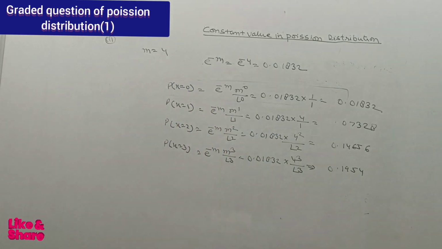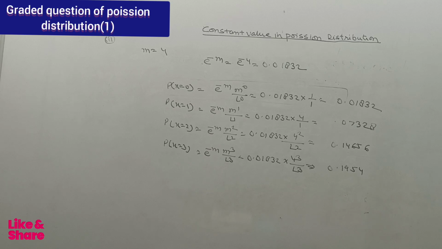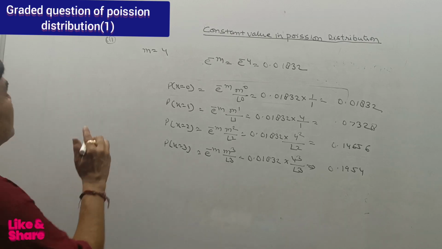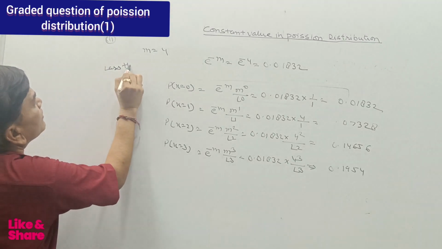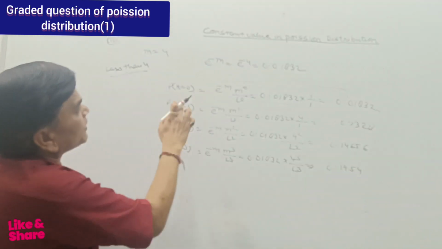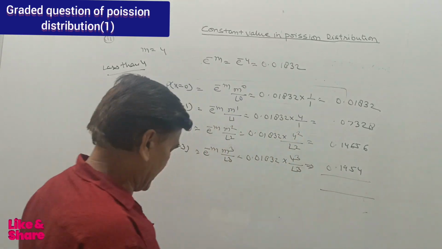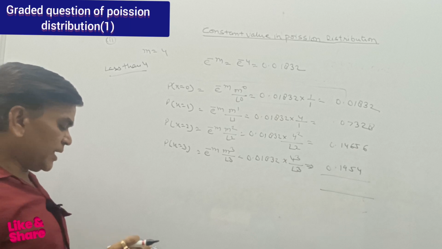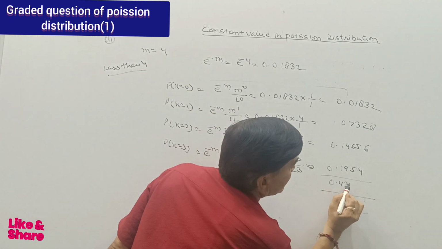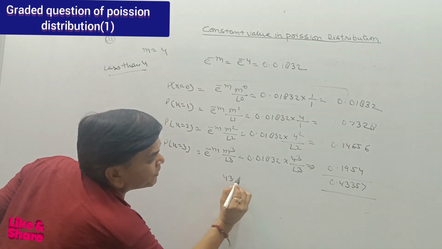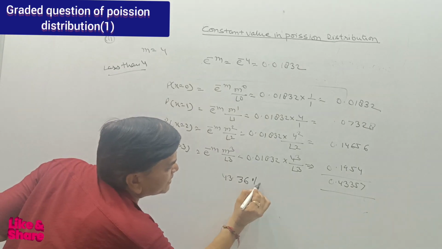And for the last one, we are to calculate only the probability of less than 4. So less than 4 is the probability of 0 plus probability of 1 plus probability of 2 plus probability of 3. We add all these, and the sum is 0.4335, so the percentage chance is 43.36%.